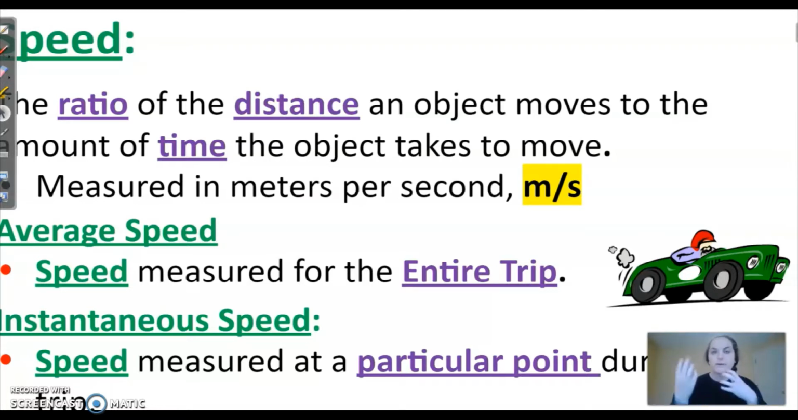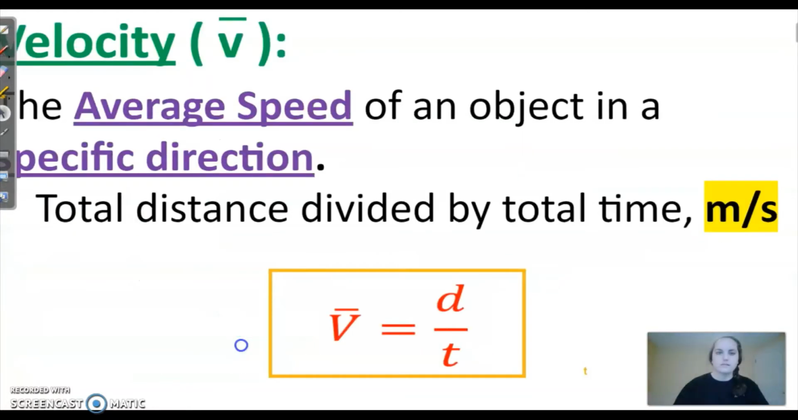So we can talk about average speed, we can talk about instantaneous speed. Average speed would be your speed over the entire trip. So say you're going to the beach or whatever, and you have to travel a certain amount of distance. How long did it take you to complete that entire trip? Where instantaneous speed would be the speed at a particular point in time. So if you were to look down at your speedometer, that would be your instantaneous speed.